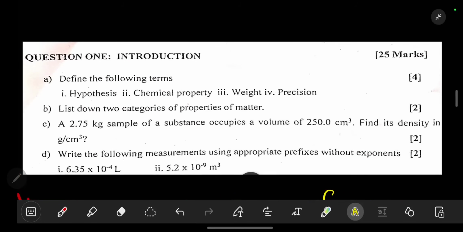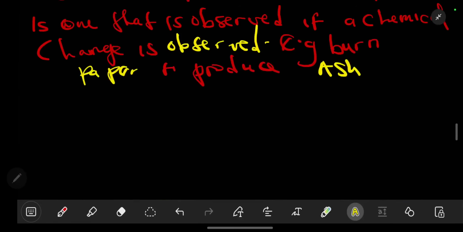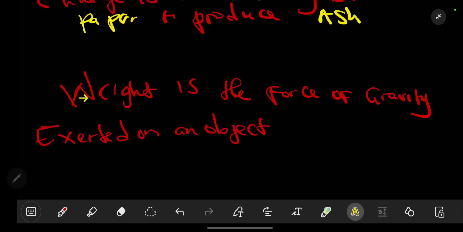Let's look at the definition of weight. So weight is the force exerted on an object. Weight is the force of gravity exerted on an object. So that's the definition. Weight is the force of gravity exerted on an object. Let's look at our next one.